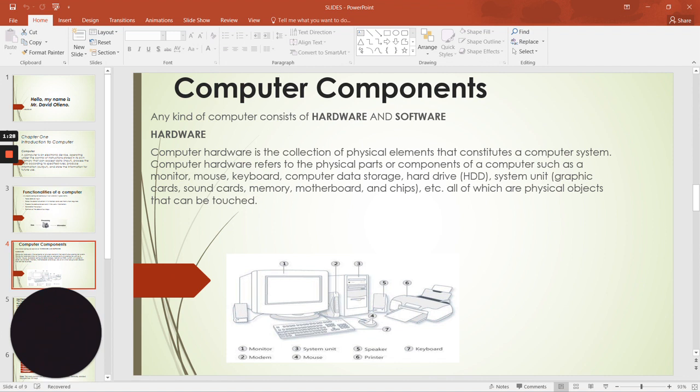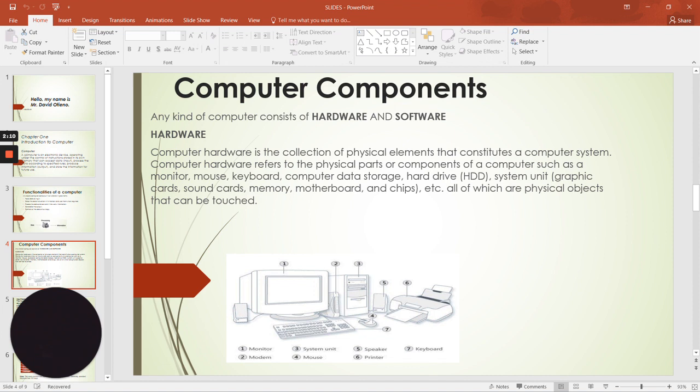Computer components. Any kind of computer consists of hardware and software. Let us start with the hardware. Computer hardware is the collection of physical elements that constitutes a computer system. Computer hardware refers to the physical parts or components of a computer such as monitor, mouse and keyboard, computer data storage, hard drive or HDD, system unit (graphic cards, sound cards, memory, motherboard and chips), etc., all of which are physical objects that can be touched.